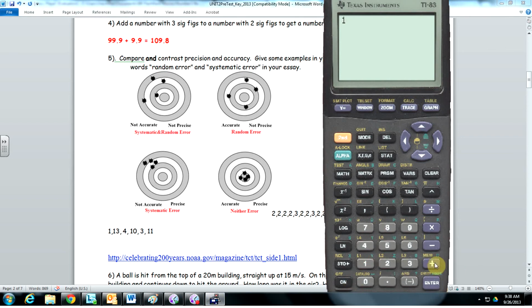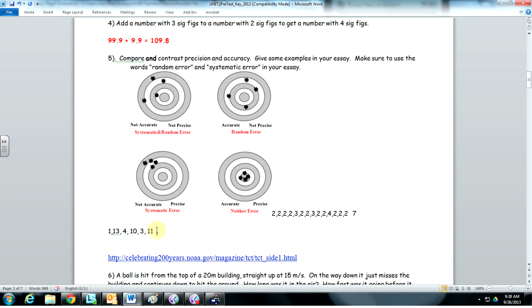So I go 1 plus 13 plus 4 plus 10 plus 3 plus 11. And how many pieces of data are there? Looks like there's 6 pieces of data. And sure enough, I get 7, which, if you remember, we were saying 7 was the right answer. So this is really bad data in that it's not precise because I keep getting different numbers. But if I take the average, I got a number that's right on the correct answer of 7. And so sure enough, it has some validity. There's something going on there. So we call that random error, but there'd be no systematic error since the average was right on.